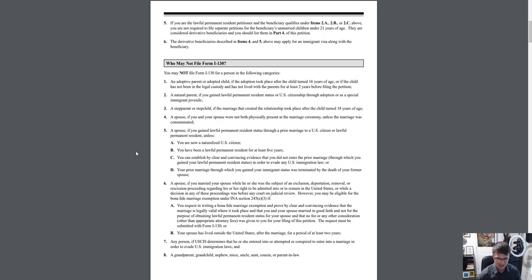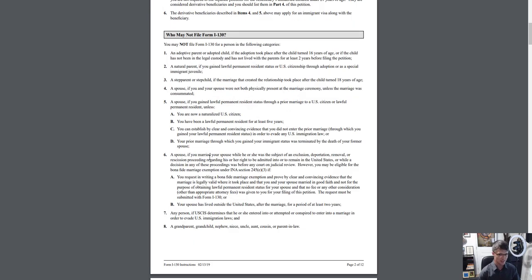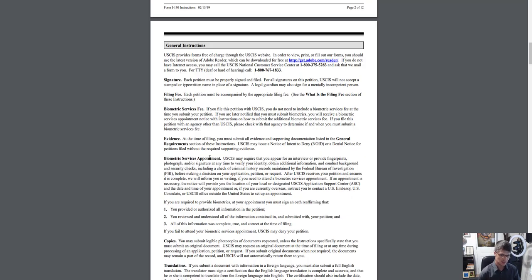You may not file Form I-130 for a petition in the following categories: an adoptive parent or adopted child, a natural parent if you gained lawful permanent resident status or U.S. citizenship through adoption or as a special immigrant juvenile, a step-parent or stepchild if the marriage that created the relationship took place after a certain age. And then it goes on and on. Obviously, a grandparent, grandchild, nephew. There are a few of them. Make sure you read through all of these and make sure that these do not apply to you before going ahead, because if they do, then obviously you need to rethink and reconsider things.